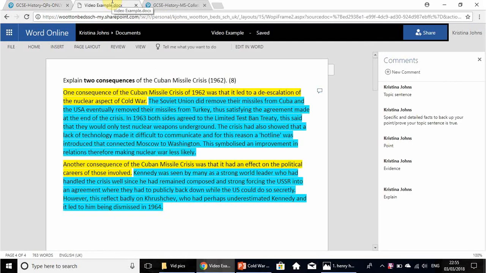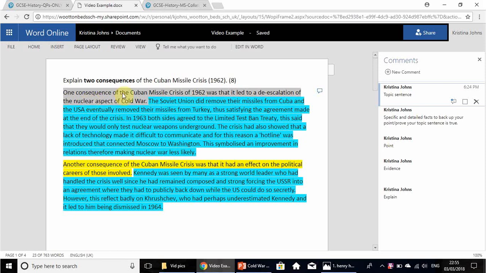So quite simply, what you need to do is you need to think of 2 things that are very different from each other that are outcomes of the event that you are looking at. You don't want to describe the event that you're looking at. You don't want to say what caused the event you're looking at. You're looking at outcomes, consequences, results. So you start off with a very clear topic sentence.